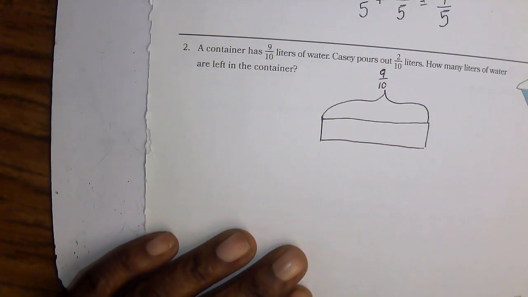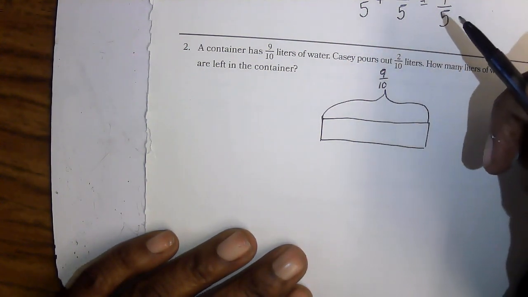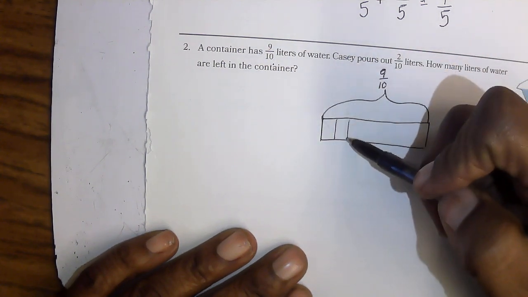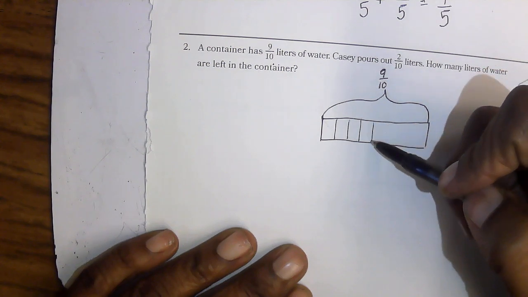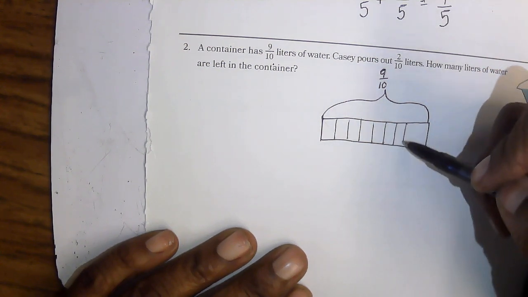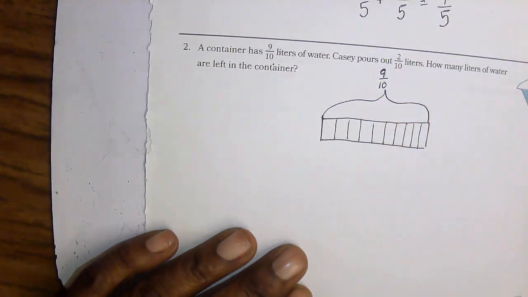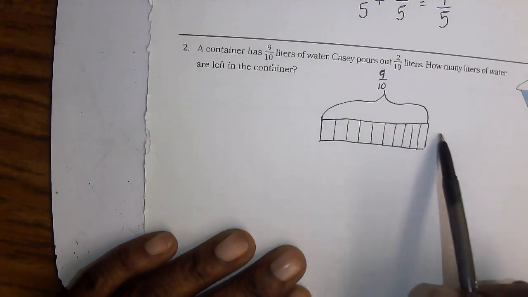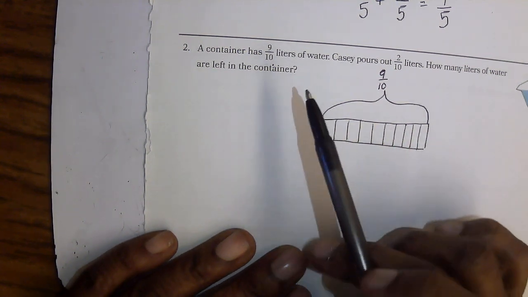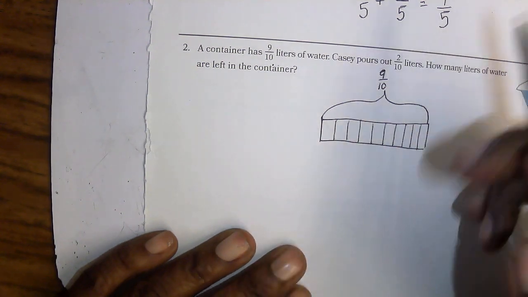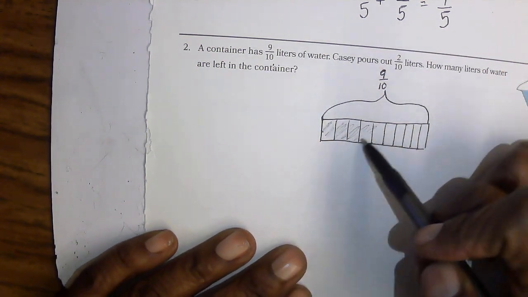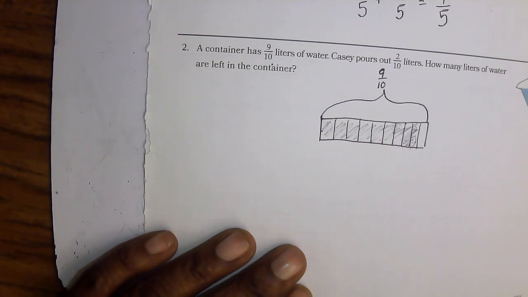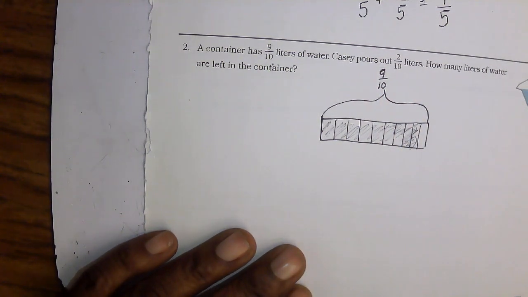Okay? And so I'm going to do my 9 lines, to give me my 10 parts. 1, 2, try to get them as even as possible. 3, 4, 5, 6, 7, 8, and 9. Almost, not quite even. And so I did 9 partitions, so that gave me 10 parts. Okay? So her container holds 9/10, so I'm going to shade in 9. Real quick and light. Remember, this is not art class, it's quick and light. 9/10. Okay? And Casey pours out 2/10.